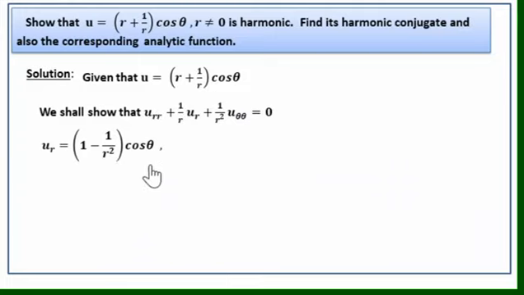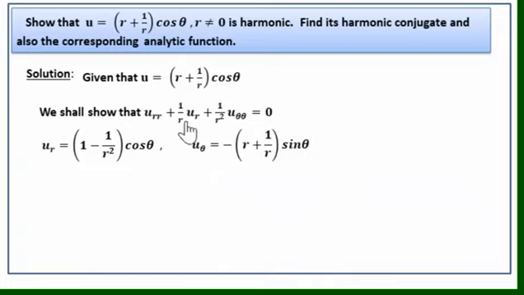Next, dou u by dou theta or u_theta. Differentiate u with respect to theta, keeping r constant. R plus 1 by r keep constant. The derivative of cos theta is minus sin theta. So we get u_theta equal to minus (r plus 1 by r) sin theta.